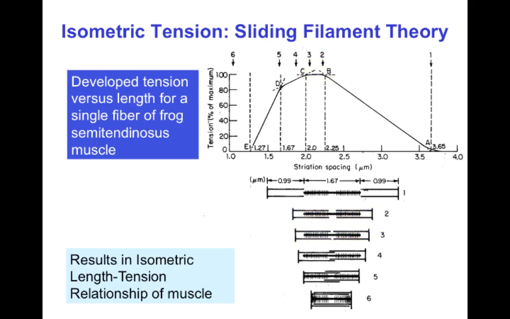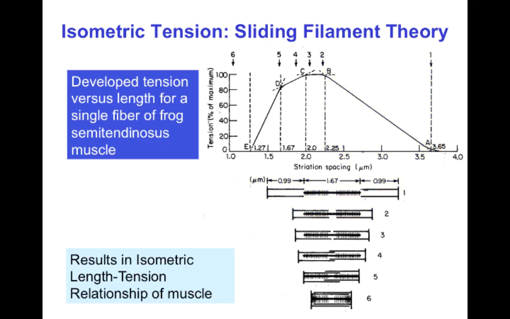If you go longer than 2.25 microns, you see that you start to now leave some of the cross bridges behind. And so in linear proportion to the length, the number of available cross bridges will go down, such that by the time you reach a length that's equal to the sum of the length of each of the actin filaments and the myosin filament, which is about 3.65 micrometers, there's no force left because there's no myofilament overlap available anymore.